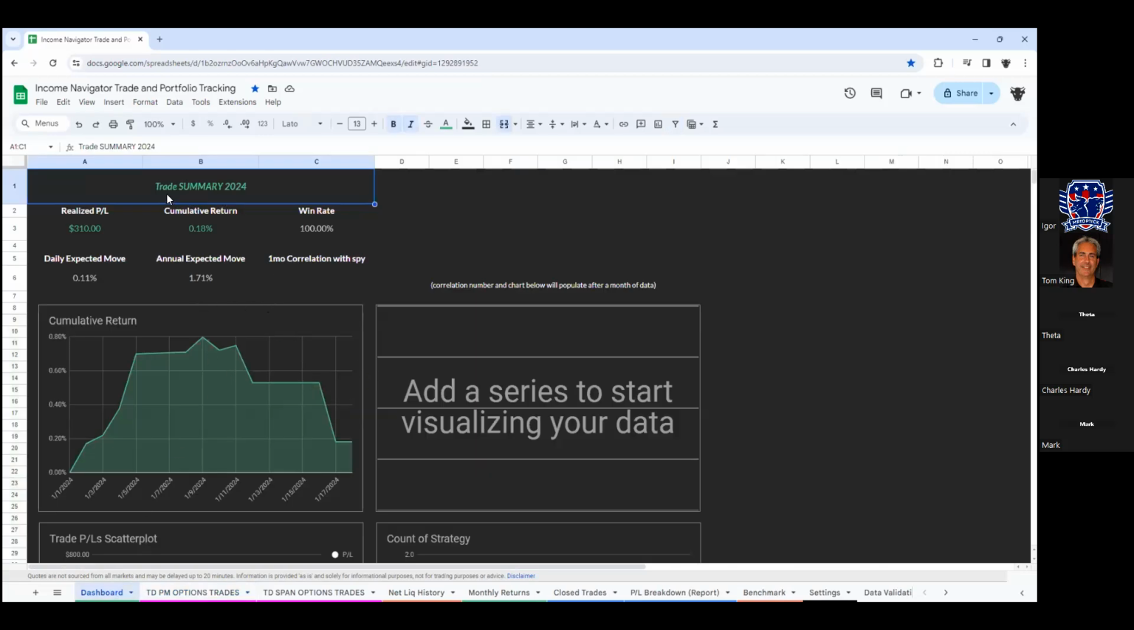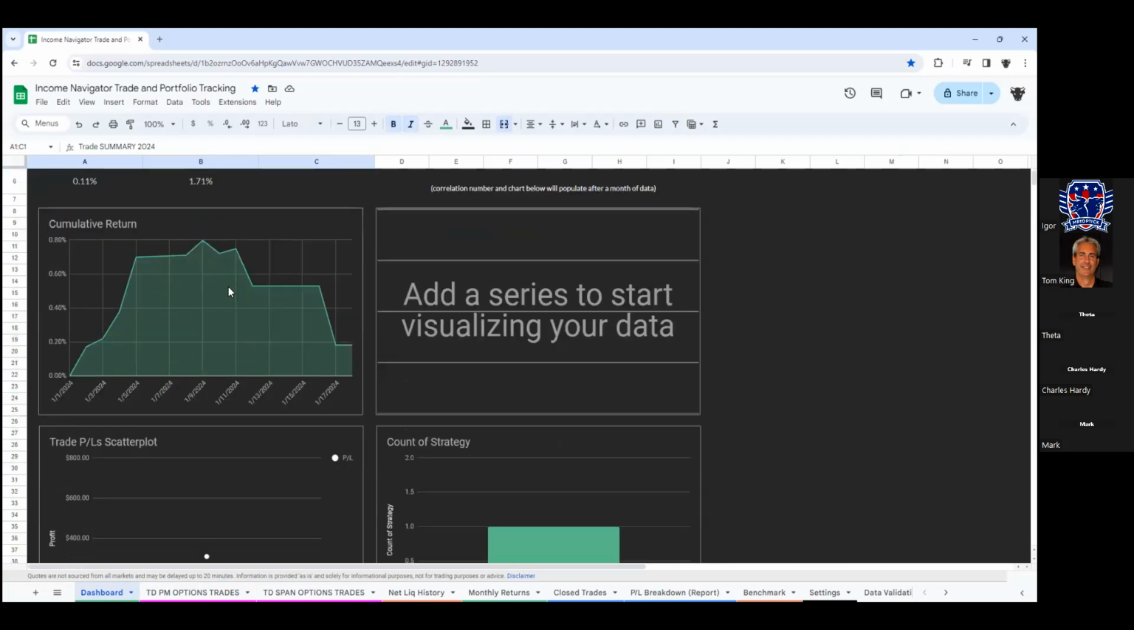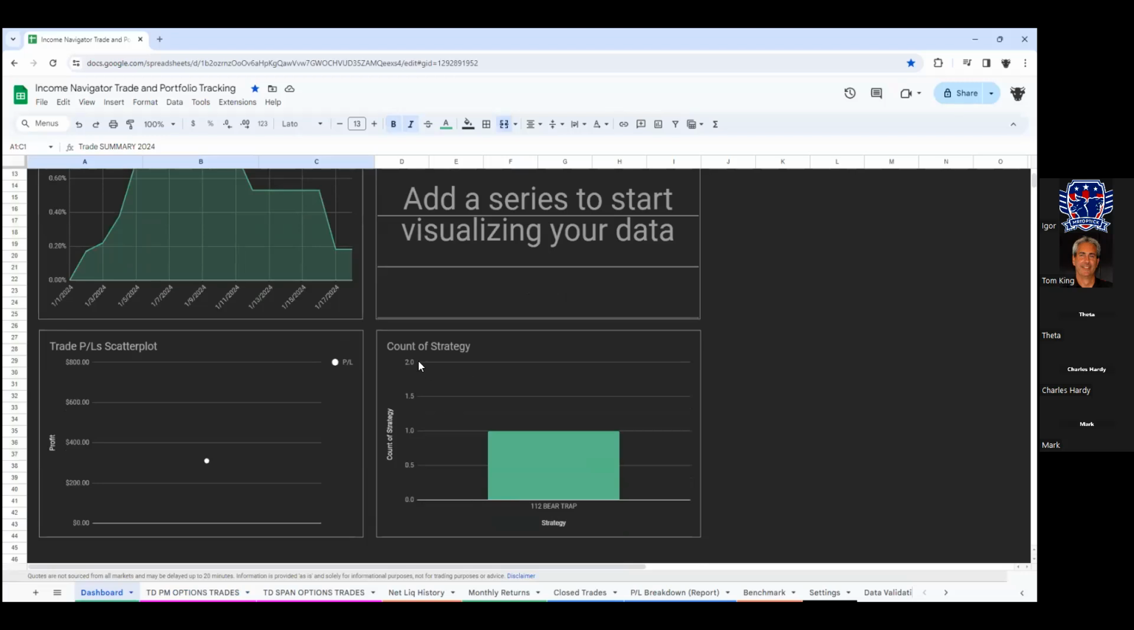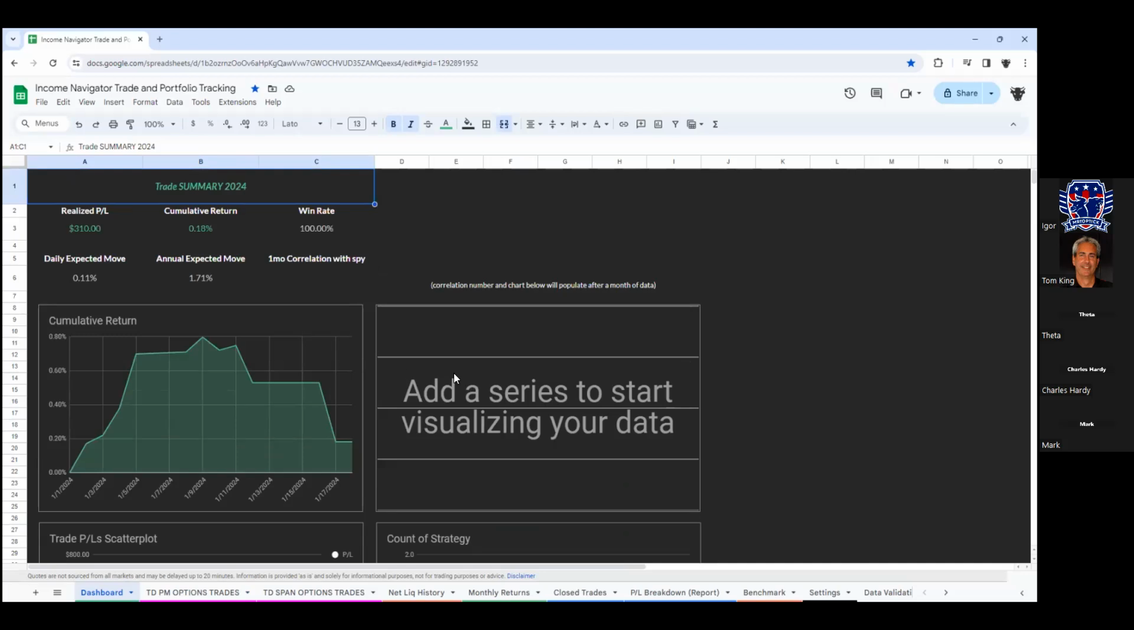But here I'm going to have a trade summary that's going to show my realized results for the trades that I do in both the small PM account and the span margin account. It's going to calculate returns. It's going to calculate my win rate. It has a few other data points. It's going to show a chart of my returns. And then here, it's going to show a breakdown count of strategies. It's going to show me my P&L distribution. And I think I'm going to add some more information as things continue to develop.